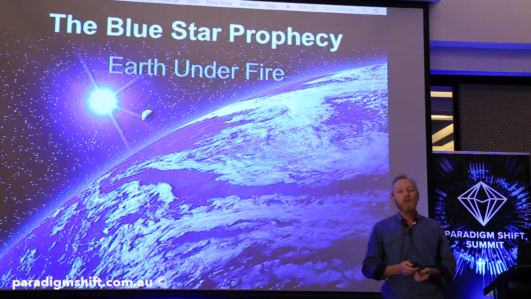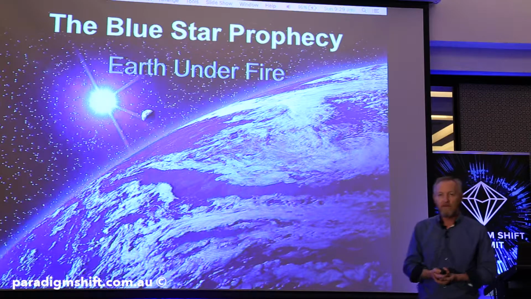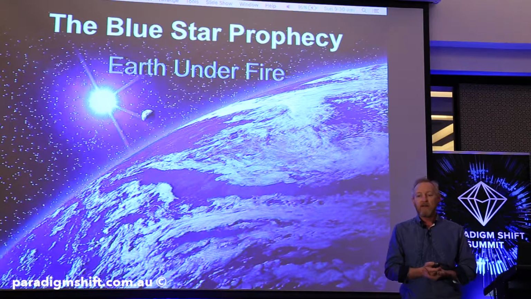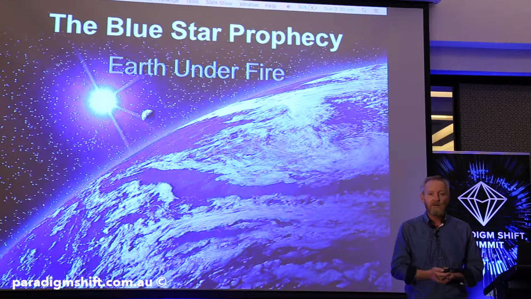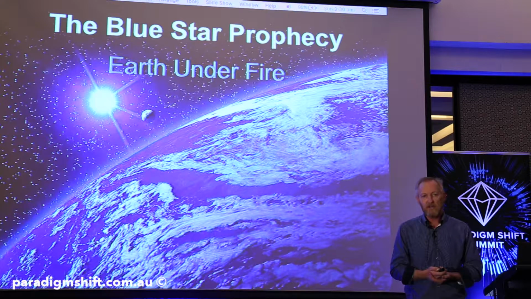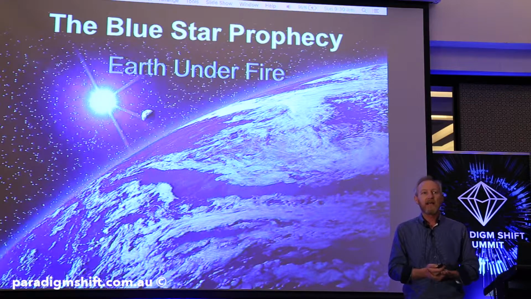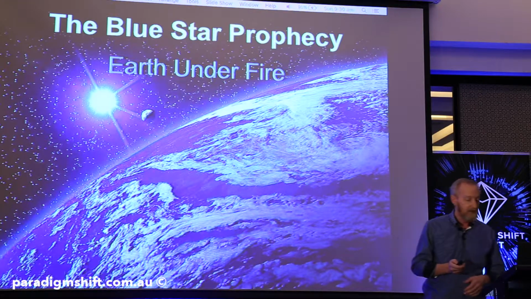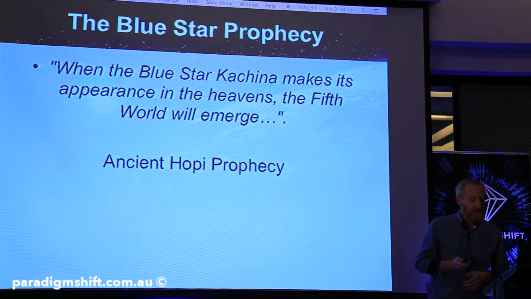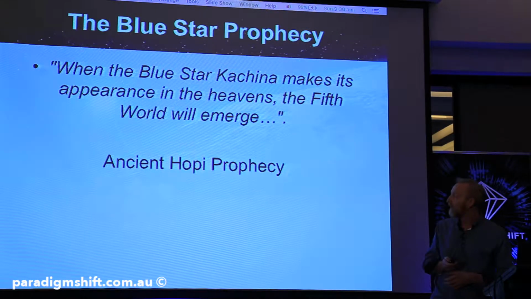So now we're going to jump to the blue star prophecy. A lot of you have probably heard of the Hopi Indian of Arizona, in most of Arizona, in the USA. So we've got the Hopi Indian. Hopi are very spiritual people. They were around a lot longer, or a lot earlier than the other Indian nations in America. They got direct knowledge, if you like, from star people. So that's part of their prophecies.